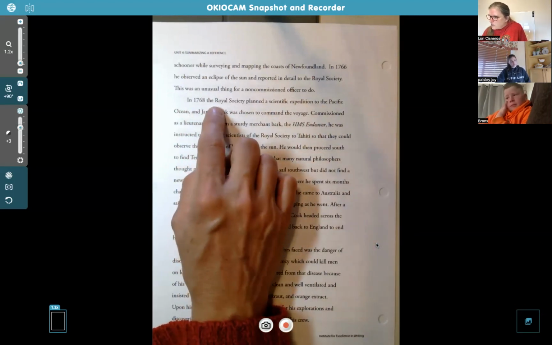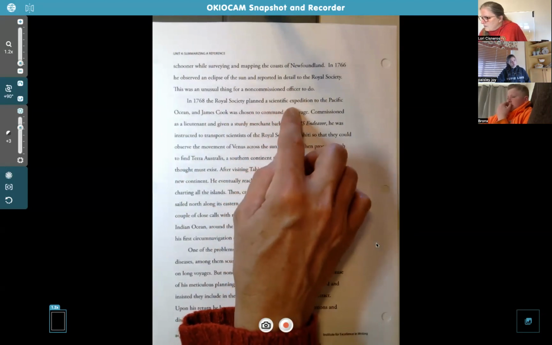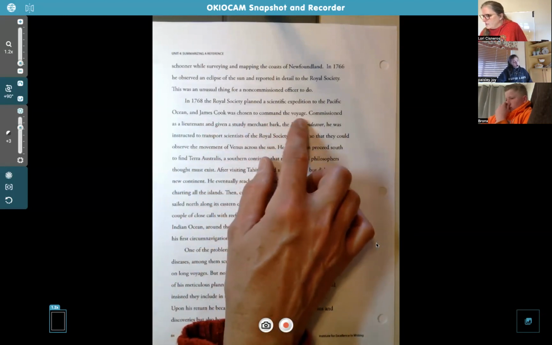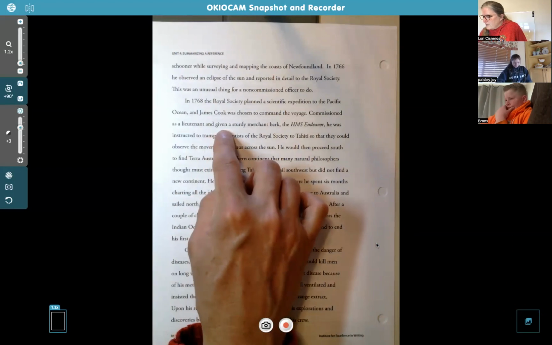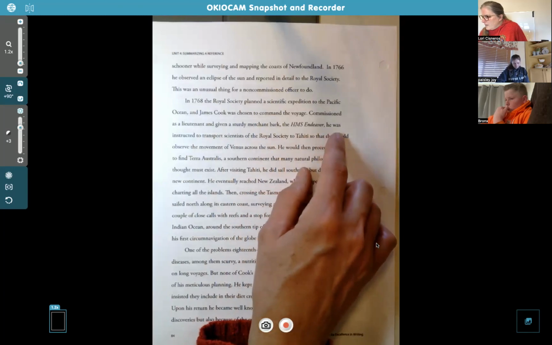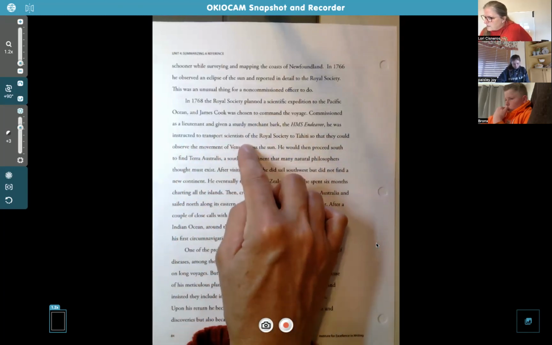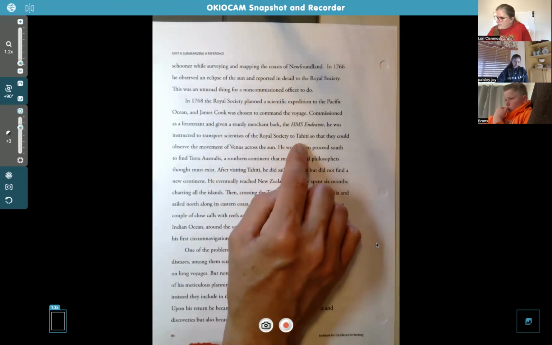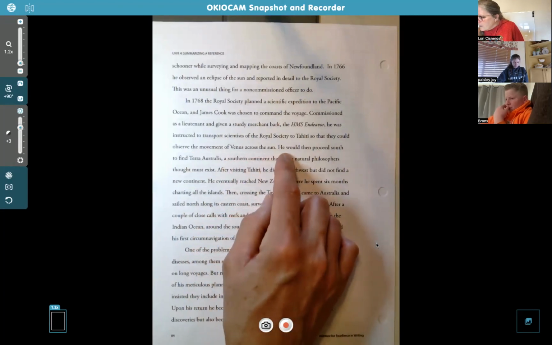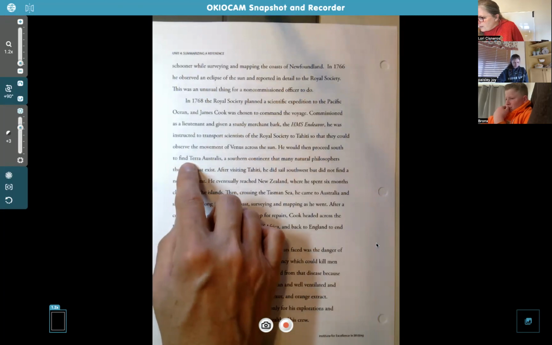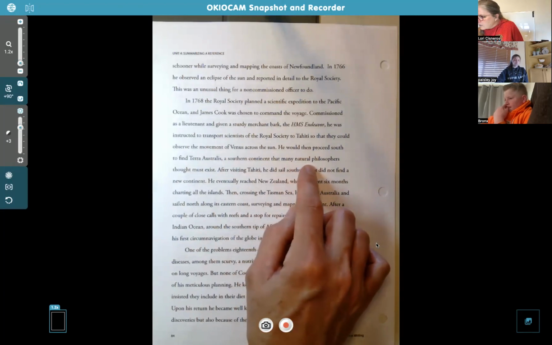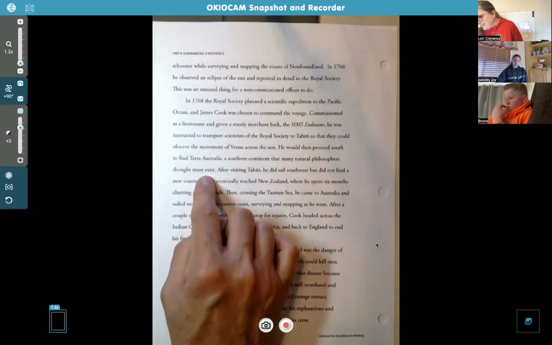In 1768, the Royal Society planned a scientific expedition to the Pacific Ocean, and James Cook was chosen to command the voyage. Commissioned as a lieutenant and given a sturdy merchant bark, the HMS Endeavour, he was instructed to transport scientists of the Royal Society to Tahiti so that they could observe the movement of Venus across the sun. He would then proceed south to find Terra Australis, a southern continent that many natural philosophers thought must exist.